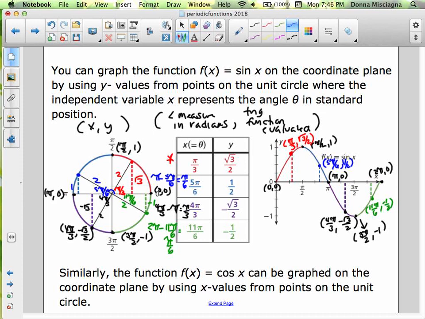The actual principal angle is 5 pi 6. So 5 pi 6, 1/2 is the point, because 5 pi 6 is the measure of that angle in radians. The trig ratio that goes with 5 pi 6 when we were evaluating is 1/2. So now we have the point 5 pi 6, 1/2 on the graph of sine there.